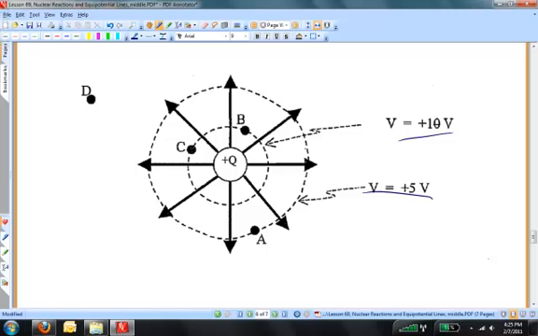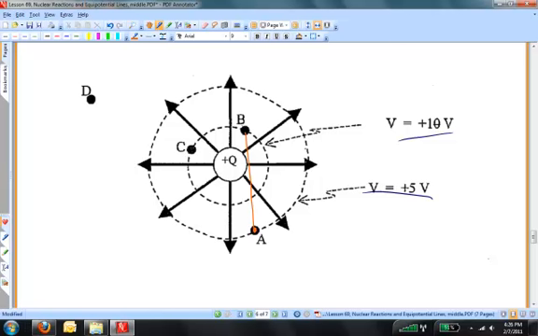If I were to move a test charge, and you'll remember the test charges are always positive, from point A to point B, then I would cross this 10-volt equipotential line. Now, I would be moving the charge from a lower potential to a higher potential. Because the electrical force is conservative, it doesn't matter which path I follow.